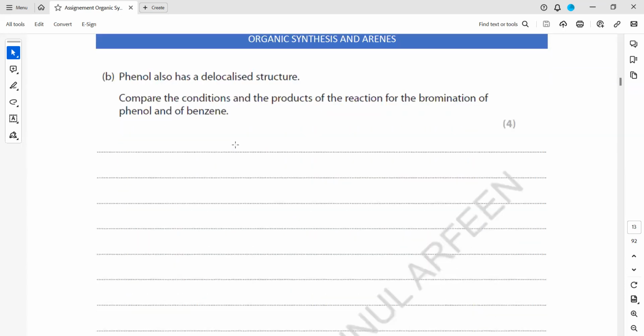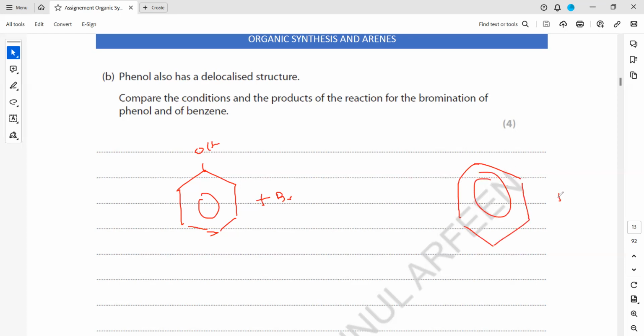Phenol has a delocalized structure. Compare the conditions and the product of the reaction for bromination of phenol and benzene. So when phenol is reacting with bromine, and when benzene is reacting with bromine, the reaction conditions are different and the products are also different. First thing, benzene, because of the delocalized electrons, is highly stable. It does not readily react.